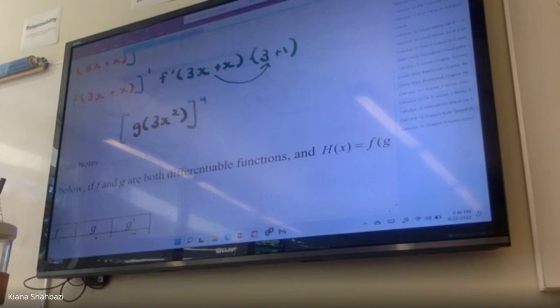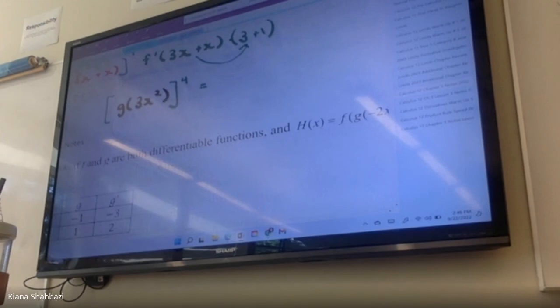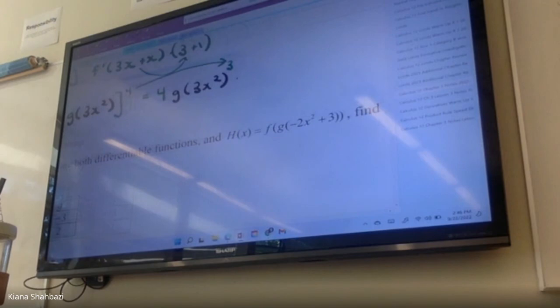What's my derivative now? After we take the 4 out in front, we're going to have 4 times g of 3x squared multiplied by g prime of... We need a 3 here, right? Oh, you're right. Then what? Multiplied by g prime of that's going to be 3x squared. Is there still the 3 up there? No, not. Okay. And then that's going to be 6x.